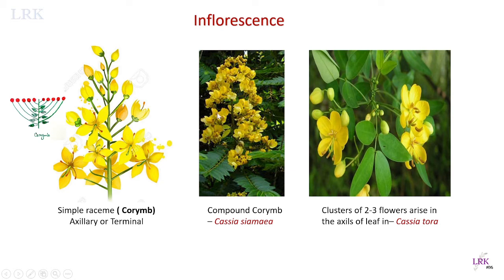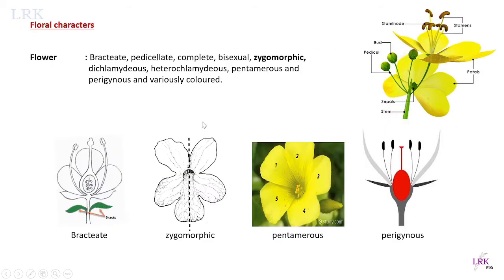See, this is Cassia siamea. Here you can see a compound corymb. That means the corymb is divided into many branches, and each branch represents a simple corymb. Okay, and in Cassia tora, you can see here clusters of 2 to 3 flowers arise in the axils of the leaf. Okay, clusters of 2 to 3 flowers arise in axils of the leaf. Okay, Cassia tora. This is regarding the inflorescence.